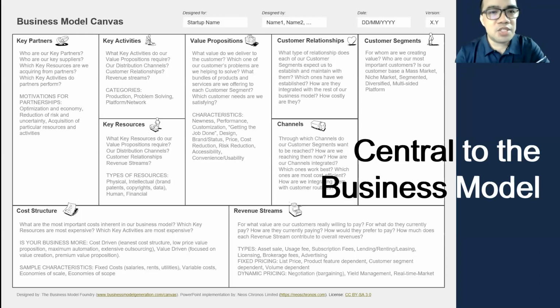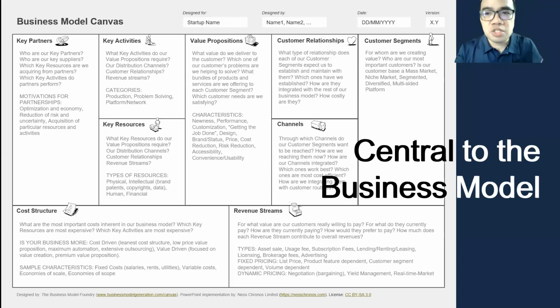So key activities. Because we already defined the value proposition, I hope that is clear. What key activities do our value propositions require? Our distribution channels, what are they? And so customer relations, revenue streams. So what are the key activities? We need to define them.